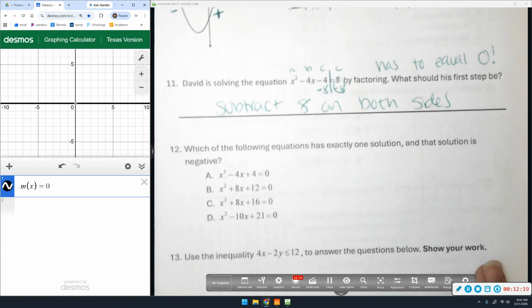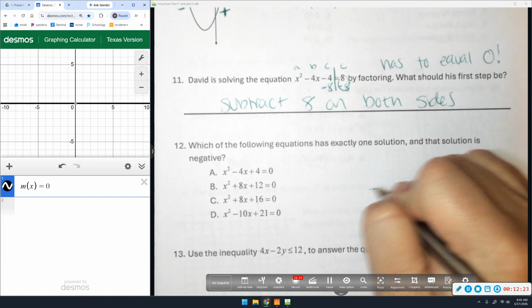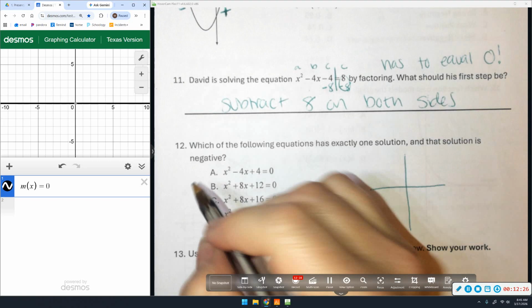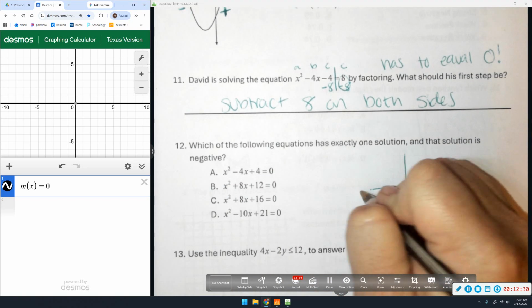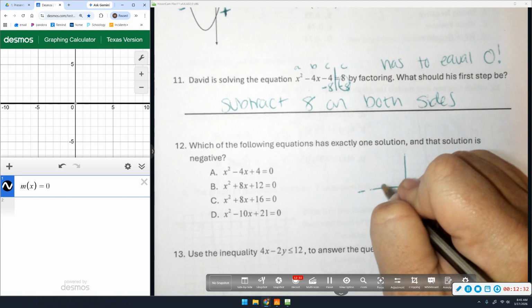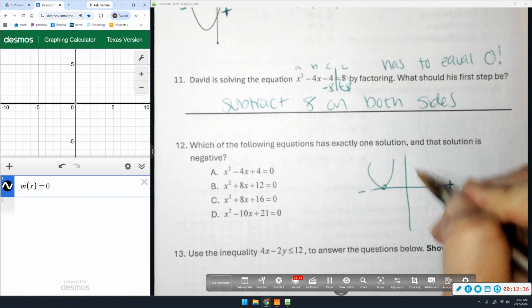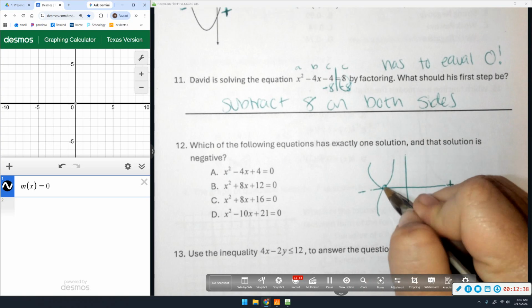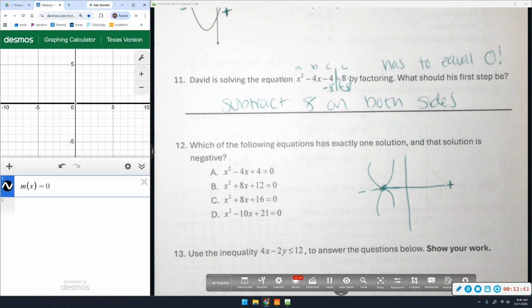Number 12 says which of the following equations has exactly one solution. And that solution is negative. Well, this side is positive numbers. This side is negative numbers, so I know it can only touch the negative side one time, which means it's going to be my vertex. It could go up, it could go down, but it can only touch this line one time. So I'm just going to type them in.